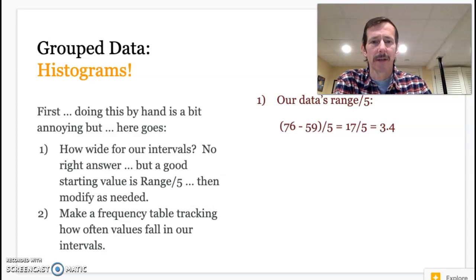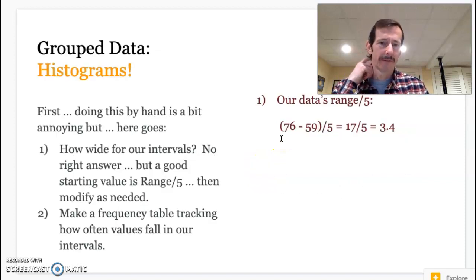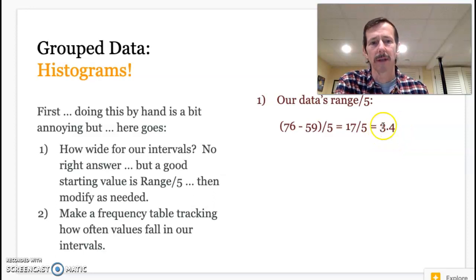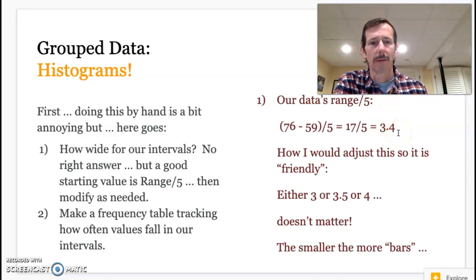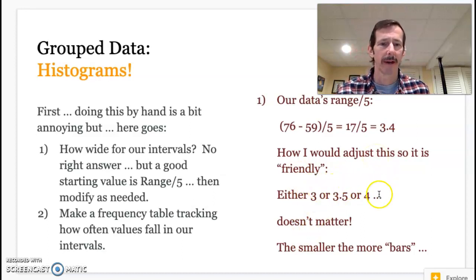So if we go back to our data, the max tallest person was 76 here, and the shortest person was 59. So if I subtract those and divide by 5, and again, there's no rhyme or reason for this, it's just kind of a starting point, I get 3.4. And I personally like to have clean edges on my boundaries, if you will, so I wouldn't probably use 3.4. So I'm going to adjust this value to make it friendly. And again, this is how wide your intervals are going to be that you're going to collect data in. So I would either use 3, 3.5, or 4, and it actually doesn't matter which you use.